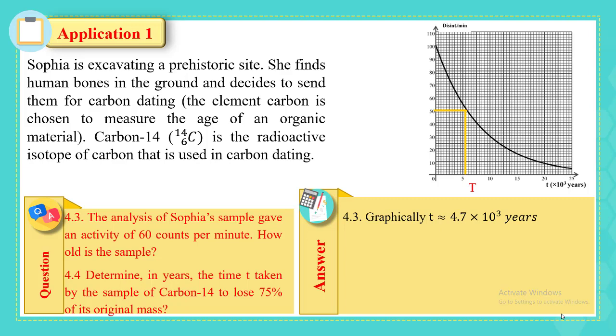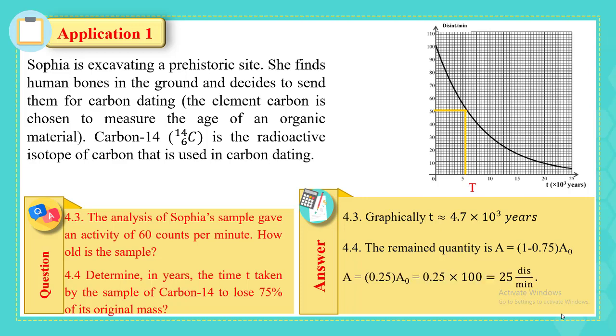The last part asks us to determine in years the time taken by the sample to lose 75% of its initial value. So we have to calculate the remaining quantity, which is equal to 25% of A0. So A is equal to 0.25 A0. I substitute A0 and then I get 25 disintegrations per minute. From the graph, the time of this ordinate is approximately 12 times 10 power 3 years, which is approximately equal to 2 periods.